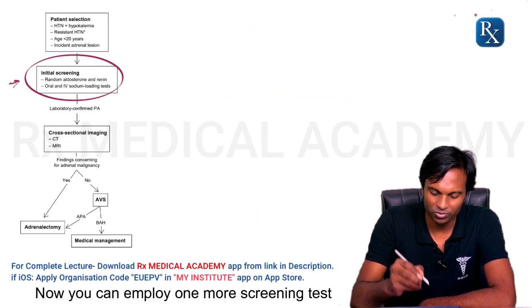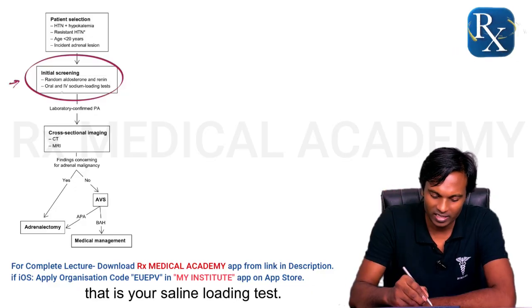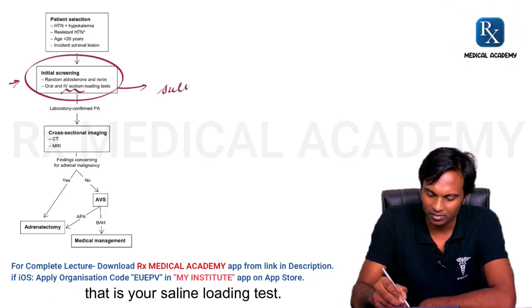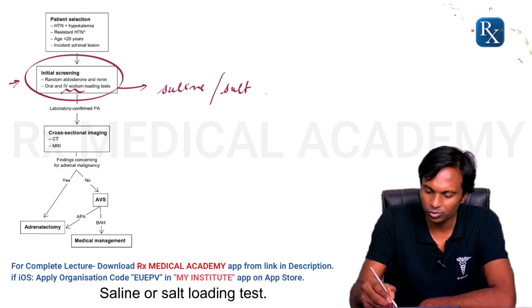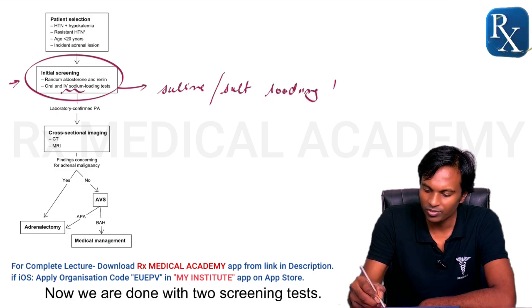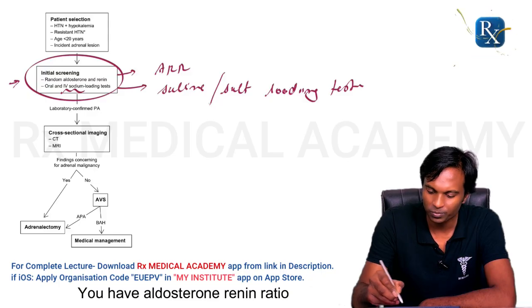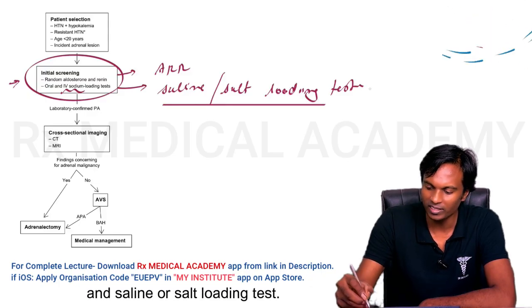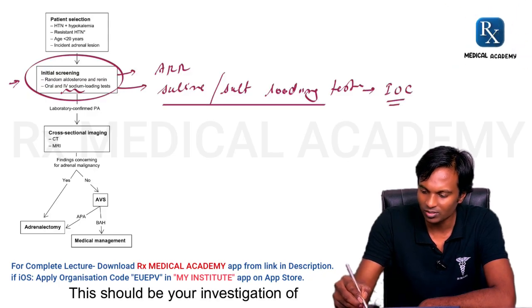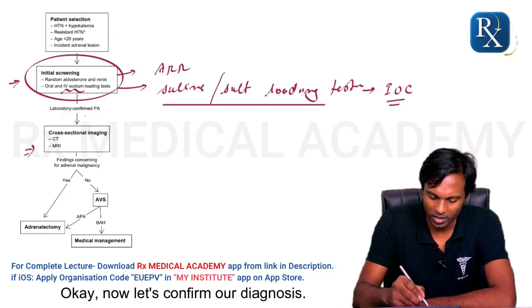Now you can employ one more screening test over here, that is your saline loading test, saline or salt loading test. Now we are done with two screening tests. You have the aldosterone-renin ratio and the saline or salt loading test. This should be your investigation of choice. Okay. Now let's confirm our diagnosis.